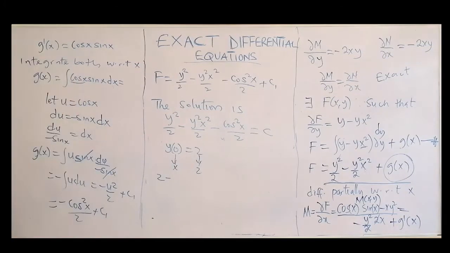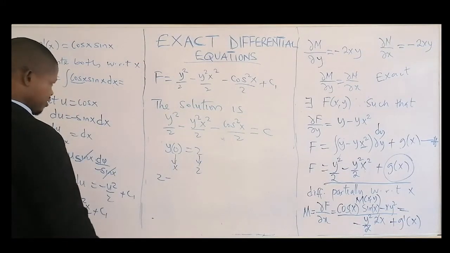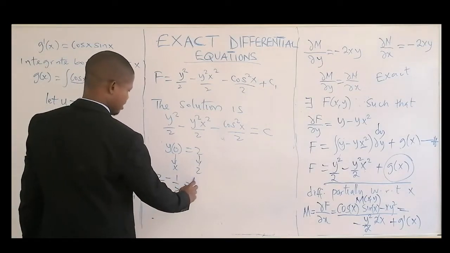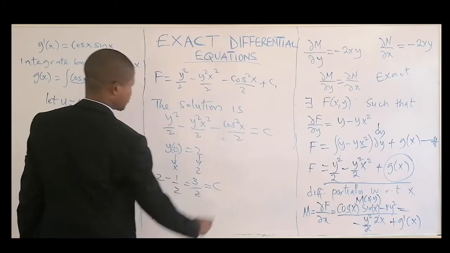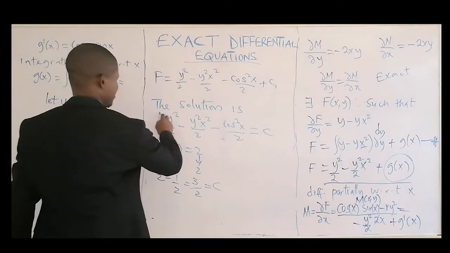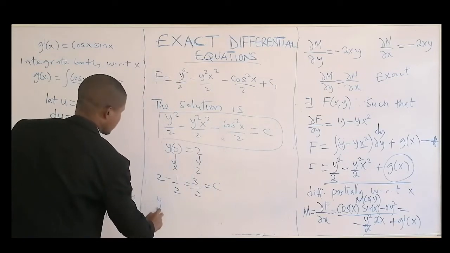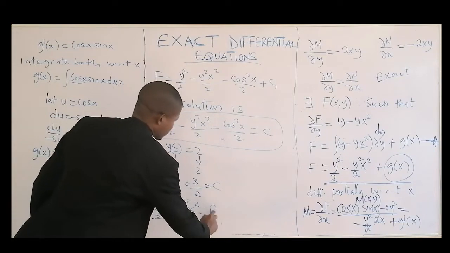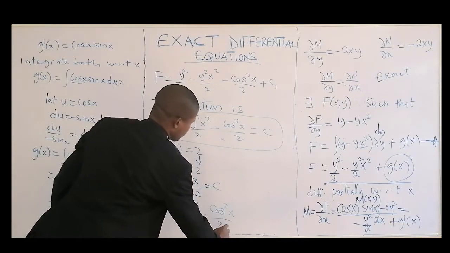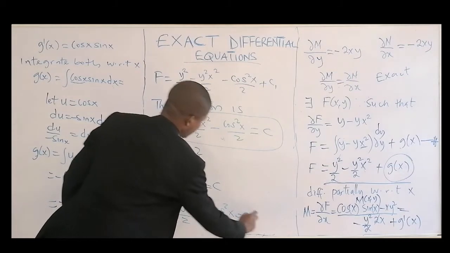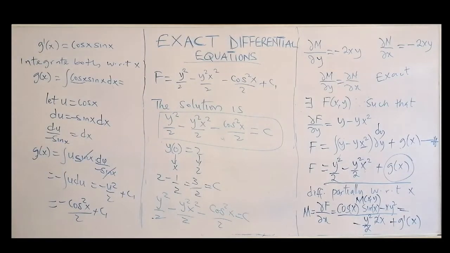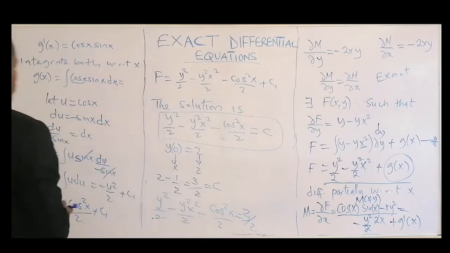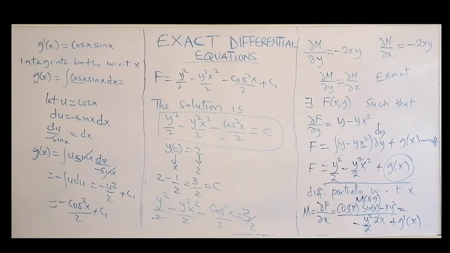Minus cos square 0. Cos square 0, I think that's 1. That's 1 over 2. That will give you 3 over 2, and that's equal to c. So just go back to the solution and place it back. This minus this minus this over 2 minus cos squared x over 2 equal to c. So c is 3 over 2. That's the solution.